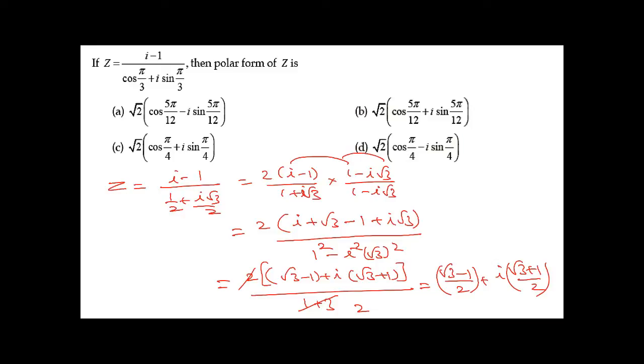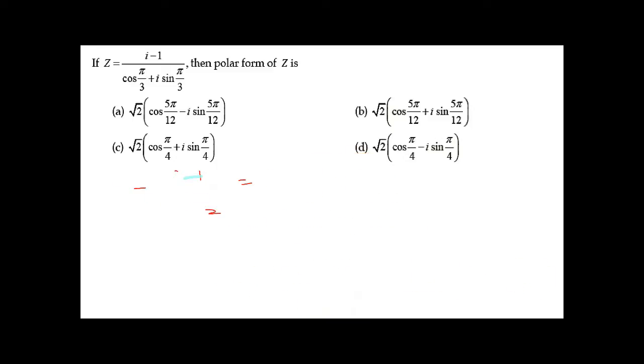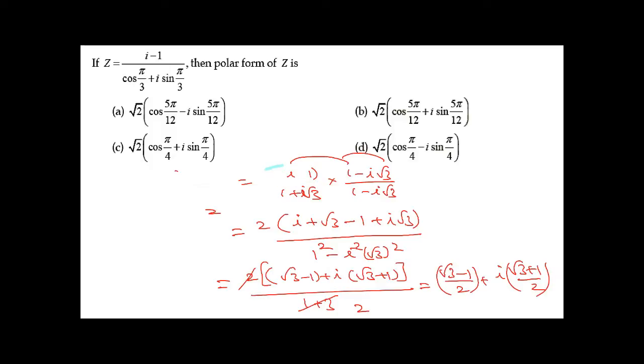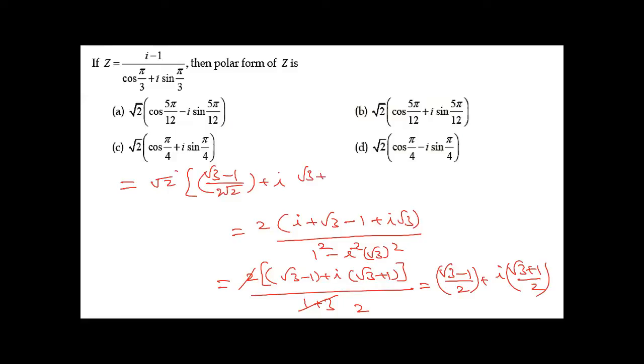Yes, look at the options, so we'll get some idea. Yes, Nitin, wait a minute. What to do is multiply and divide by root 2, and we'll get one property. So (root 3 minus 1) by 2 root 2 plus i into (root 3 plus 1) by 2 root 2. Okay, so we have a formula in trigonometry for root 3 minus 1 by 2 root 2.